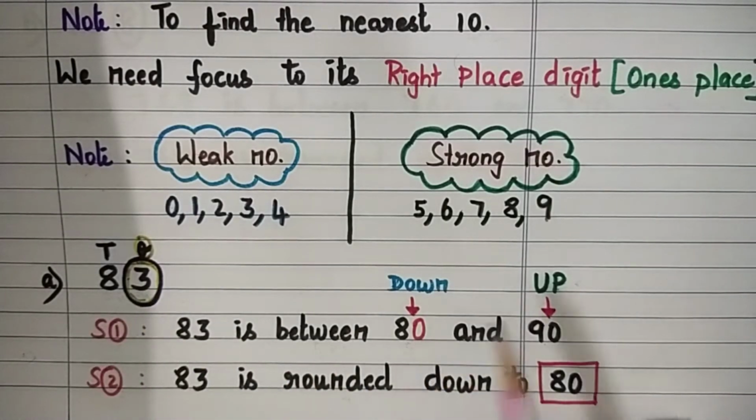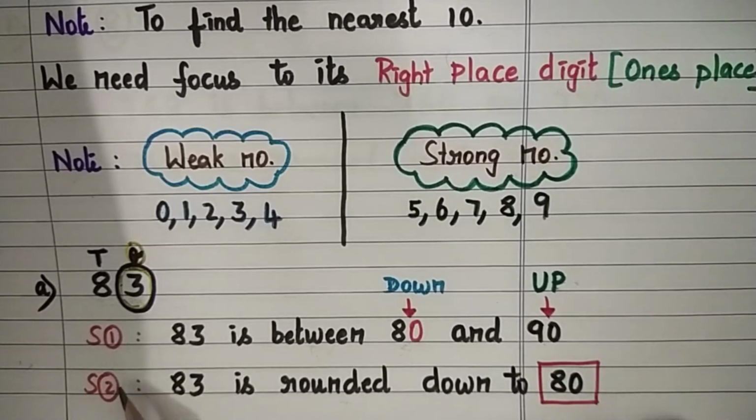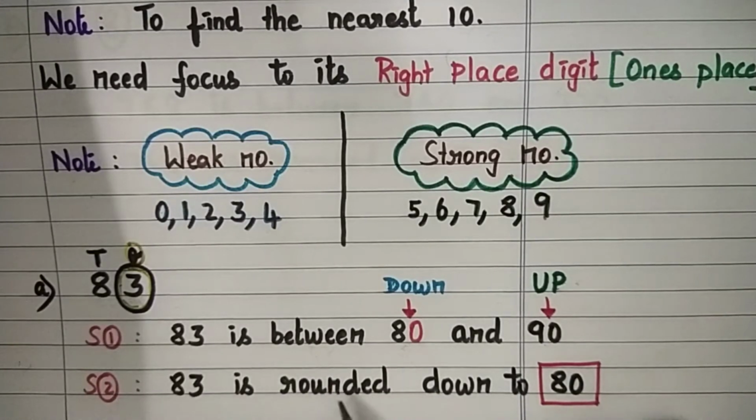Add a 10 to this and find the next number. If you add a 10 to this, 80 plus 10 gives what? 90. Now we need to find step 2. Step 2 is finding the round off number.